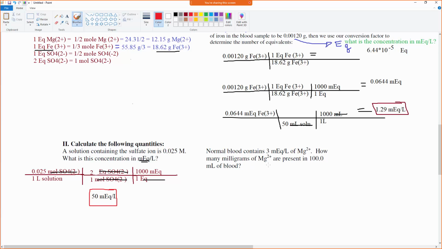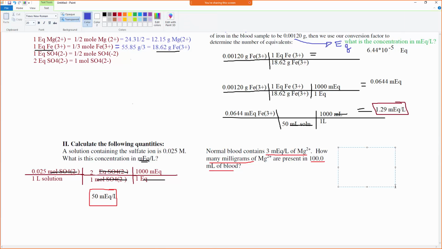So this is just a little bit more dimensional analysis. All right, if we do this one, normal blood contains 3 milliequivalents per liter of magnesium 2+. So they want to know how many milligrams do I have in 100 milliliters of blood. And I'm just going to fall back on our old strategy: step 1, identify the units. I want milligrams of magnesium 2+.